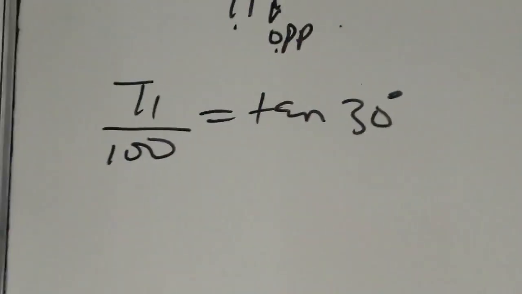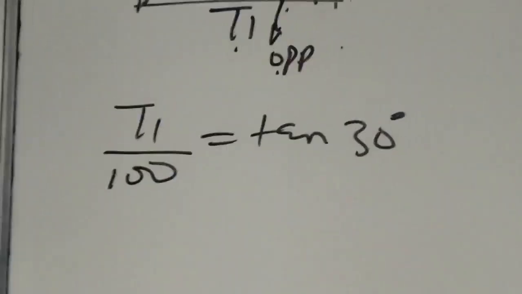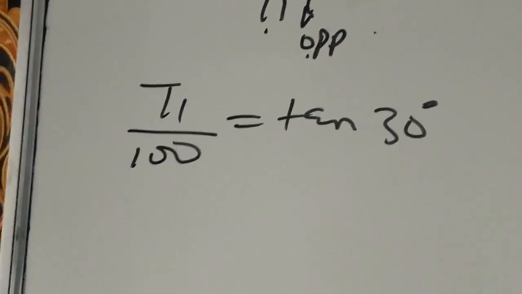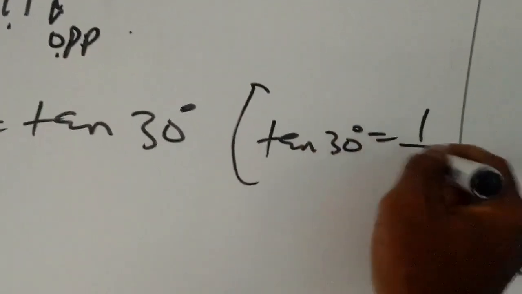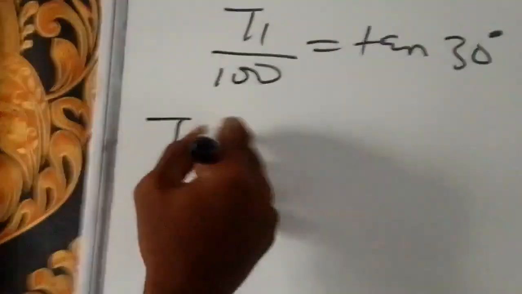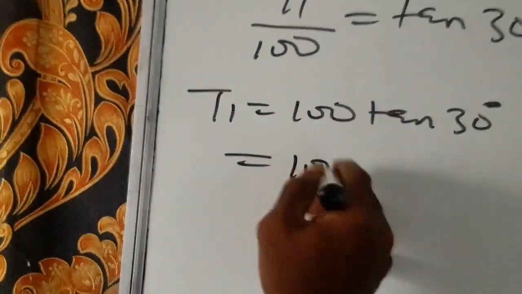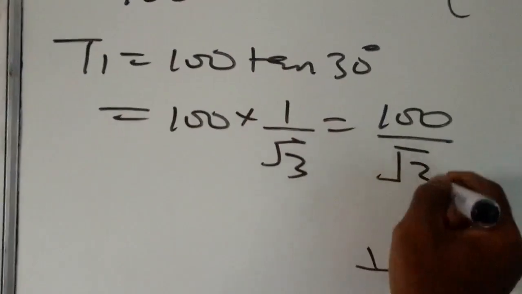Tan 30 is equivalent to 0.5774. We look at our answers; the answers are given in solved form. So we should know that tan 30 in solved form is 1 over root 3. So T1 becomes 100 times tan 30, which is 100 times 1 over root 3. That gives us 100 over root 3 Newton.